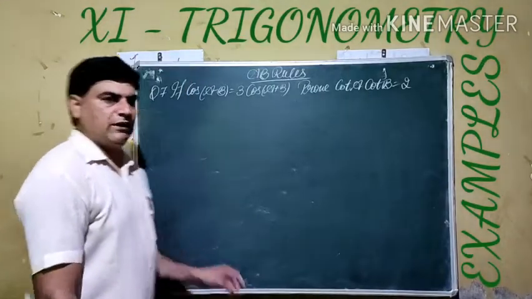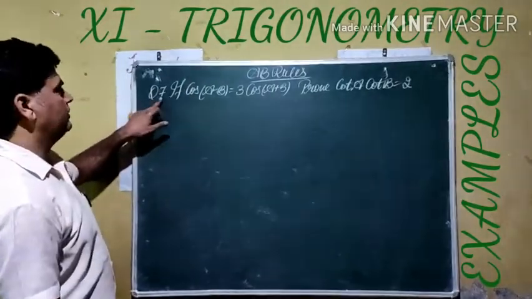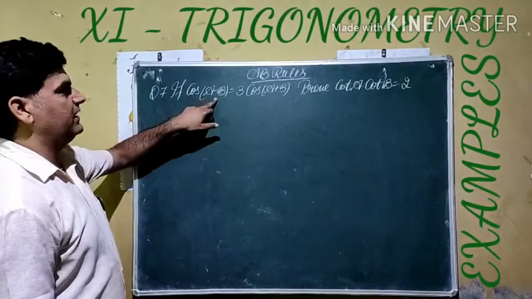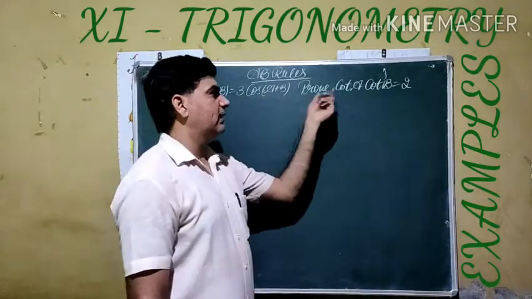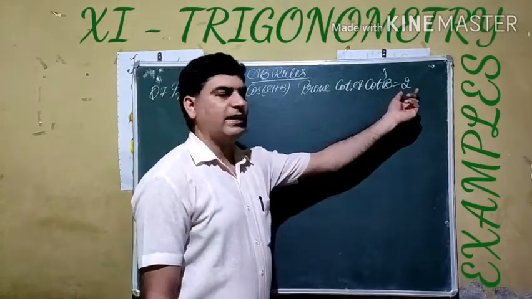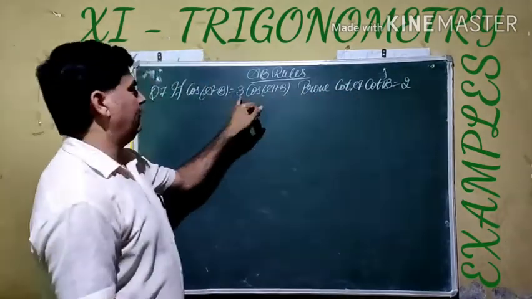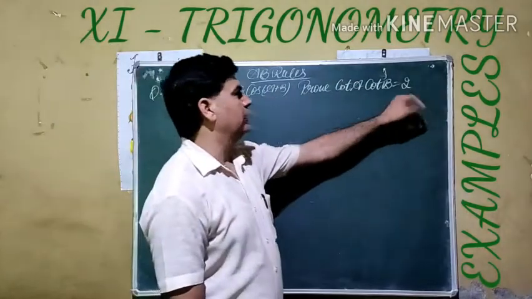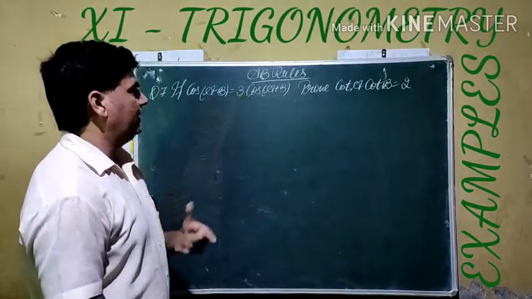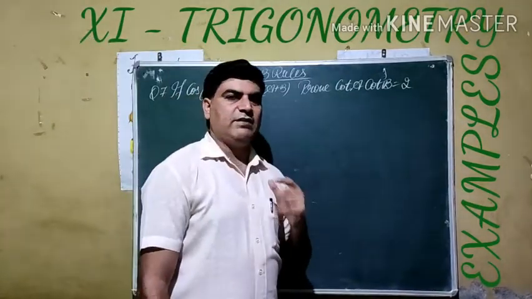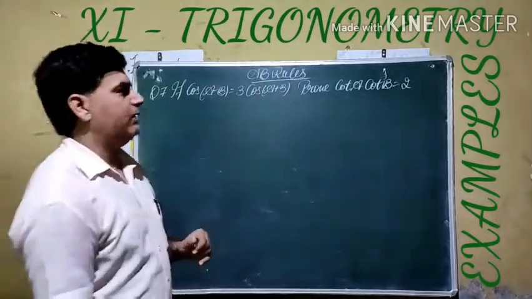Now we are going to discuss the last example here. Question number 7. If cos of (a minus b) is given by 3 times cos of (a plus b), we have to prove that cot a cot b is equal to 2. If you see here, we have the constant 3, but here it is 2. Here the trigonometric ratios are cotangent, but here we have cos. To convert them, we are going to use the componendo and dividendo rule again.